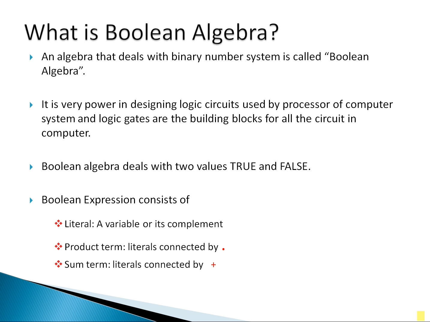An algebra that deals with binary number system is called Boolean algebra. And already we know that binary number system has two values, 0 and 1. Hence this Boolean algebra deals with two values, that is true and false. Here true means logic 1 and false means logic 0.